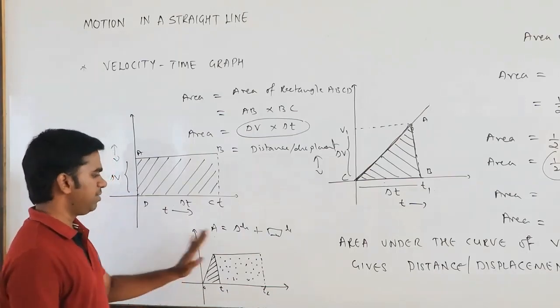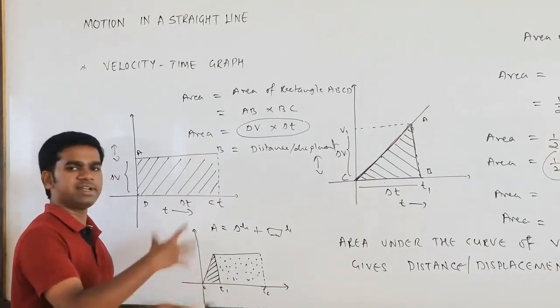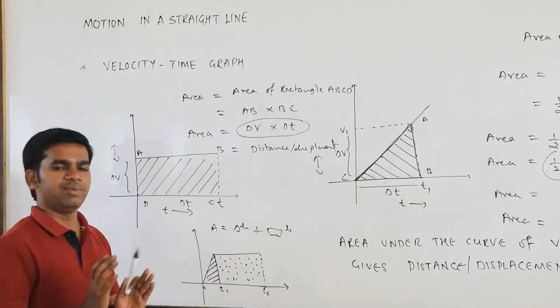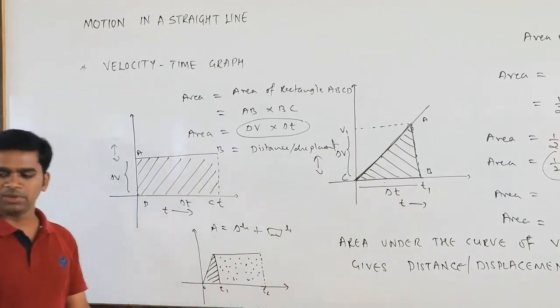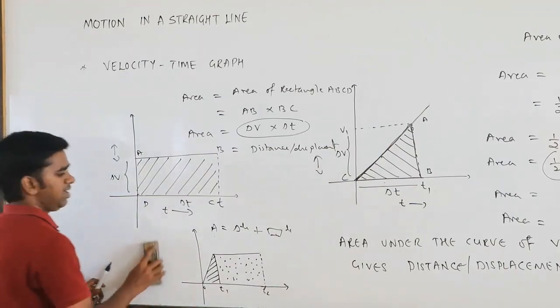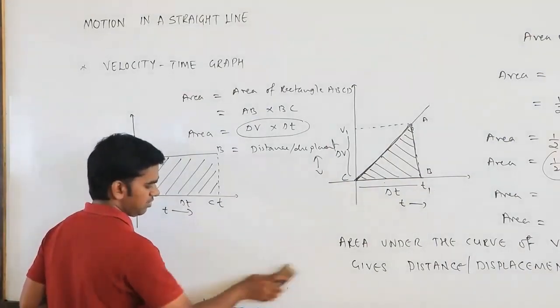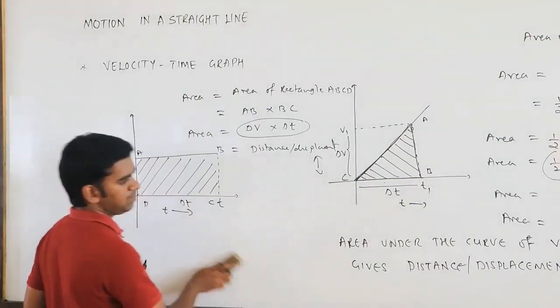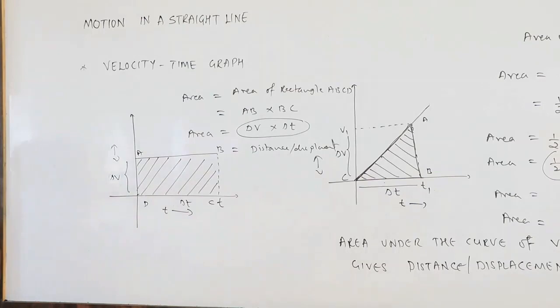Okay. So we will discuss these things, we will take different curves and calculate the area. But as of now, you just remember that the area under the curve of a VT graph will always give you the distance or displacement.